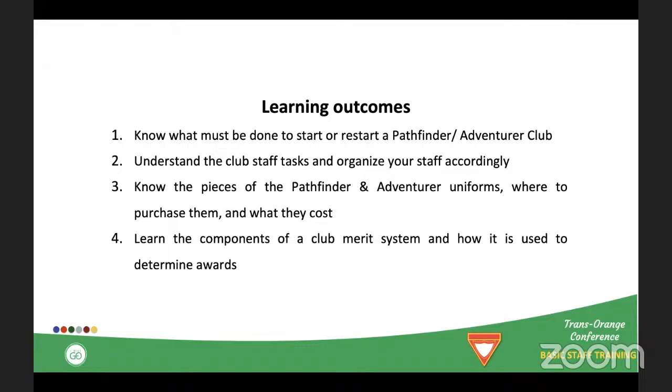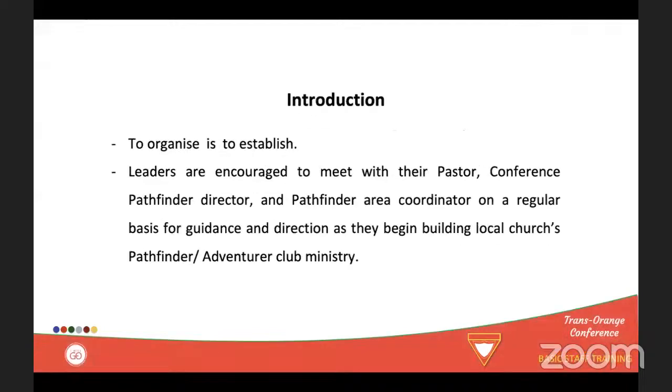Learn the components of a club merit system and how it is used to determine awards. Next slide. Introduction. What is to organize? To organize is to establish. Just like I've just indicated, as we are looking at knowing how to organize, you are establishing a club. You don't have a club. You are starting a club from scratch. So to organize is to establish. And how do you go about establishing that?